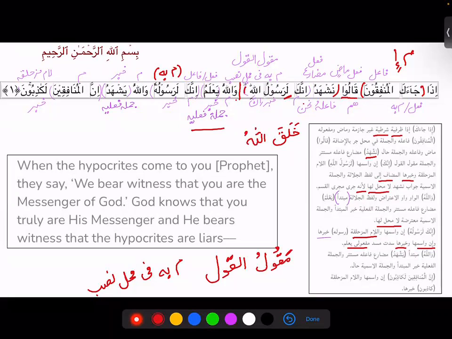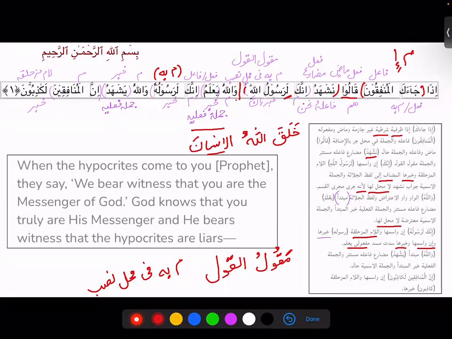Khalaqallahu, Allah created. Like in Surat al-Mulk, there's an ayah that Allah created so that he can test you, put you to trial. Yeah, exactly. That is the reason it is given, right? So khalaqallahu, Allah created insan, right?